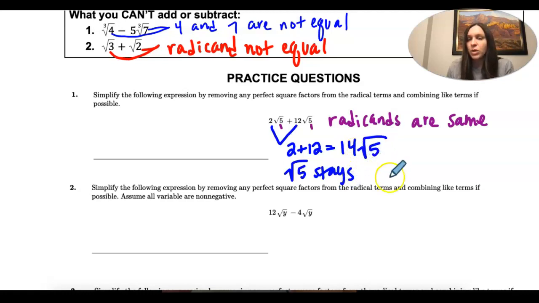And we just write it once. So we're only adding the numbers in the front. So my answer is going to be 14 square root of 5.